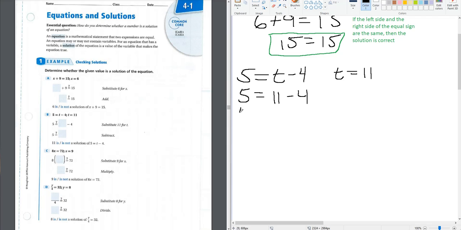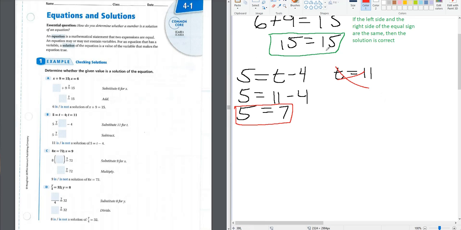Then I work it out. So 5 is equal to, and then 11 minus 4 is 7. Now right here, the left side and the right side are not the same. Therefore, this is not a solution.